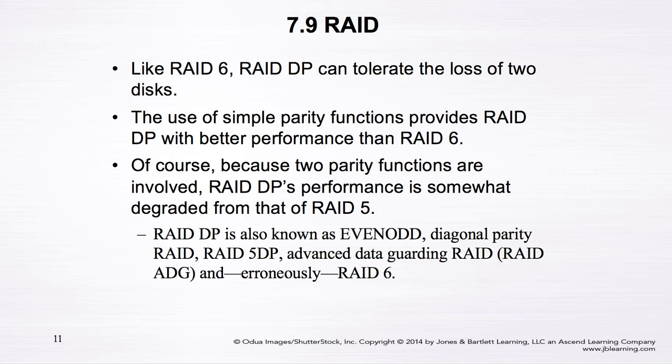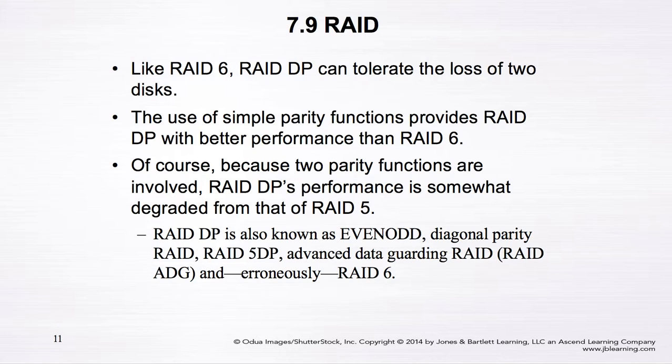So here are a few remarks on the RAID technology. RAID DP can tolerate the loss of two disks, as we discussed before. It can recover piece by piece, and then the whole information can be recovered. The use of simple parity functions provides RAID DP with better performance compared with RAID level 6. And because two parity functions are involved, RAID DP performance is somewhat degraded, or slower, compared with RAID level 5.